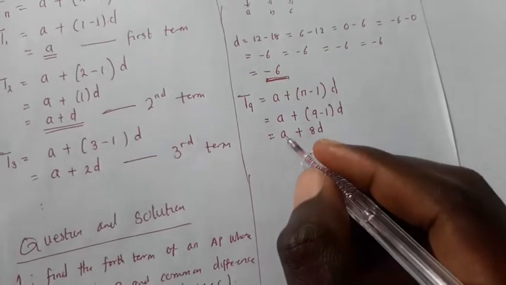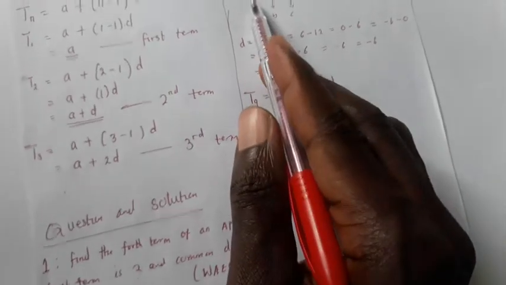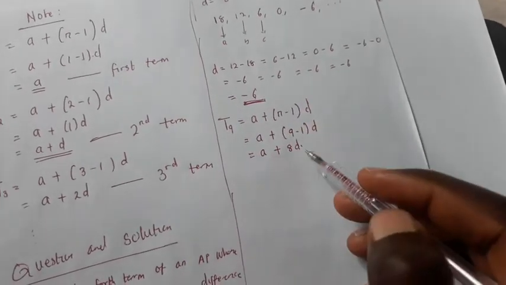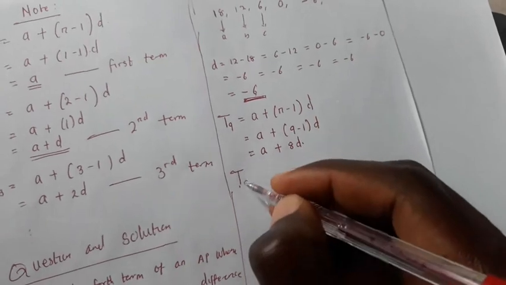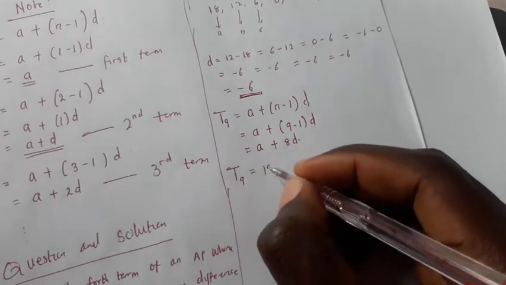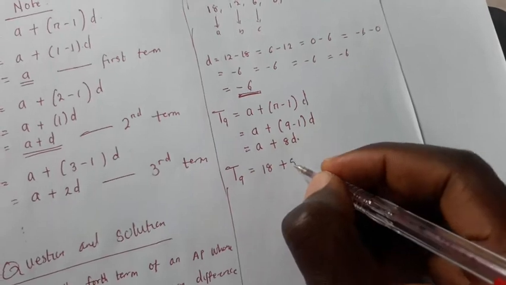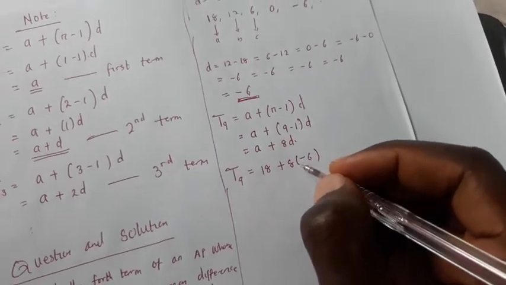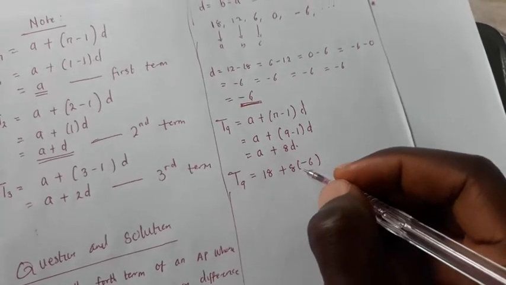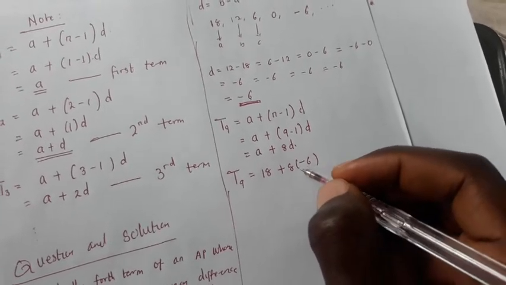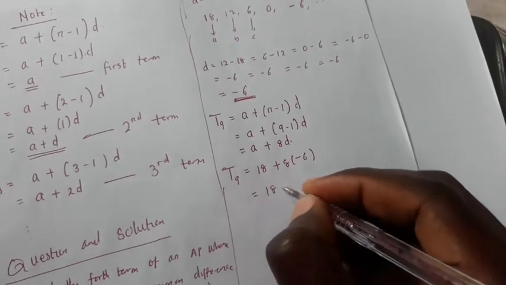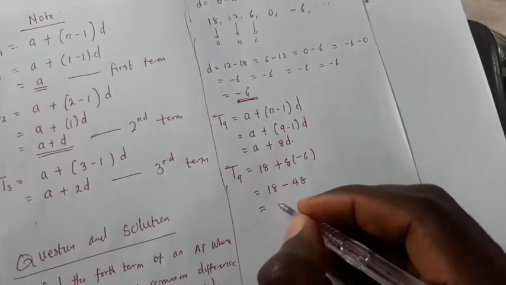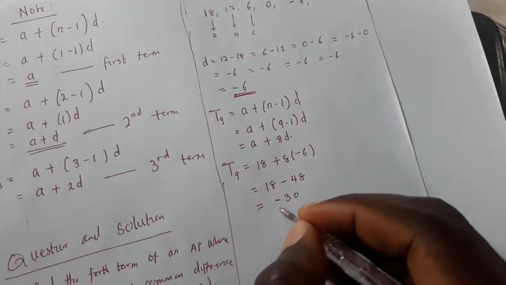Let us substitute our A. Our A is 18, meaning the first term is 18. D, common difference, is minus 6. Let's substitute to this formula to get our 9th term. T9 is equals to 18 plus 8, open the bracket, minus 6. Minus 6 multiplied by 8 is what? By using your standard calculator, we have 18 minus 48. 18 minus 48 will give us minus 30.